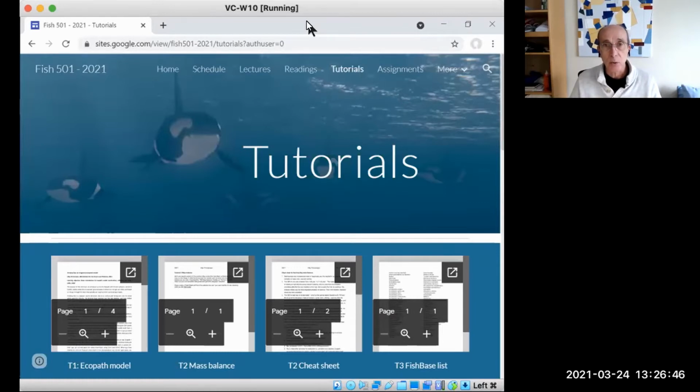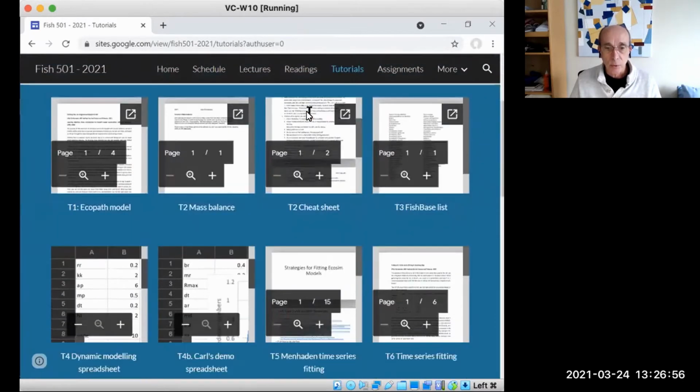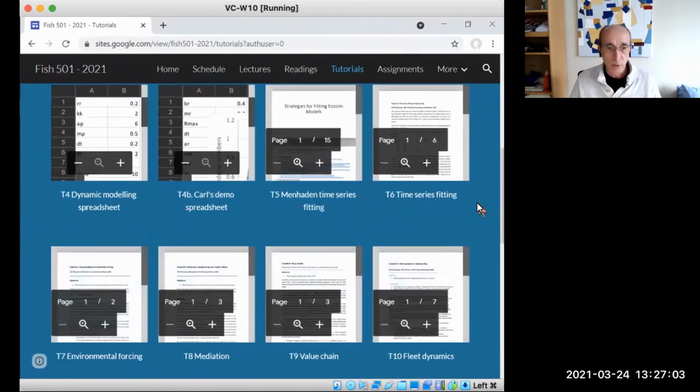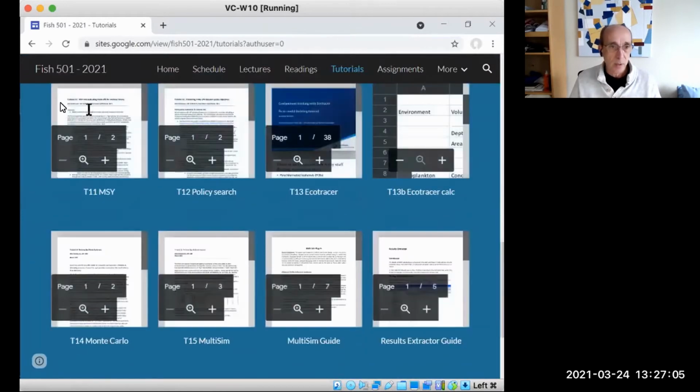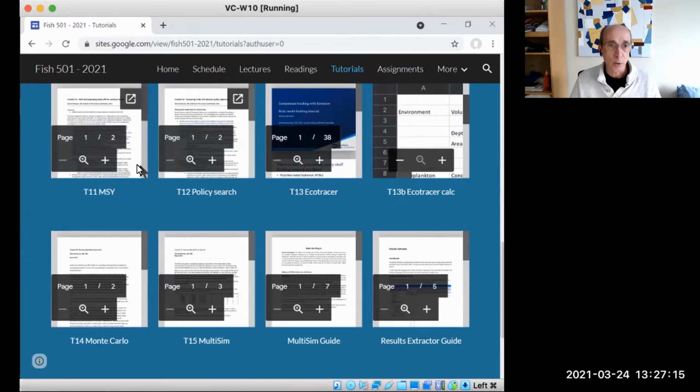So in the course, it is tutorials 11 and 12. You can find them on the course website under tutorials. Scroll down and somewhere we will find 11, Maximum Sustainable Yield, and 12, Policy Search. So those are the two that we'll be going through today.